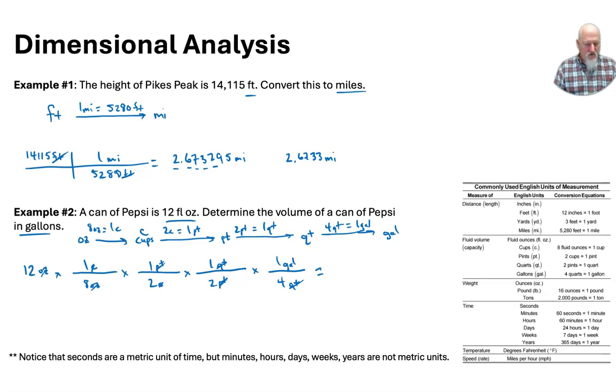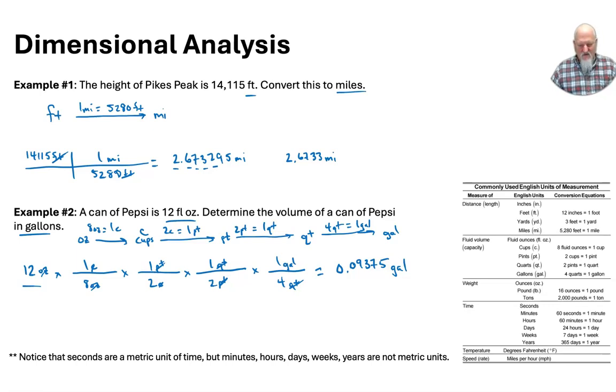So it's 12. Basically, we divide by every value in the bottom. So I start with 12 divided by 8, divided by 2, divided by 2, divided by 4. So we're dividing by each one because they're each in the denominator. I get 0.09375 gallons. So 12 fluid ounces is 0.09375 gallons.